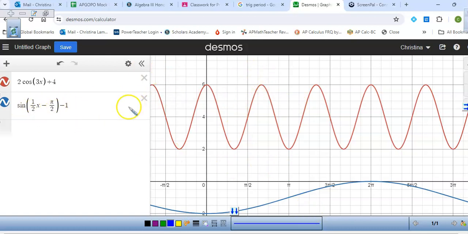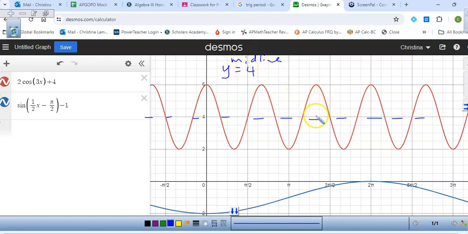So first thing we're going to do is look for the midline of each of these. The midline is exactly what it sounds like. It is the middle of the graph, and it cuts it directly in half horizontally. So in this first one with cosine, the midline is going to be y equals 4, and I'm going to write it as a line. So we would write y equals 4.